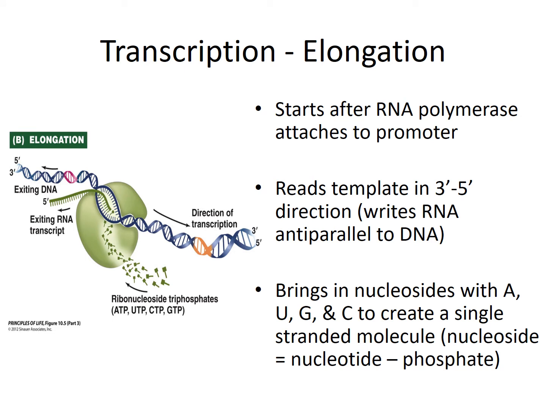During elongation, the RNA polymerase moves down the DNA template. It moves down the DNA template in the 3' to 5' direction, and the exiting mRNA transcript that's going to come out is going to be in 5' to 3'.